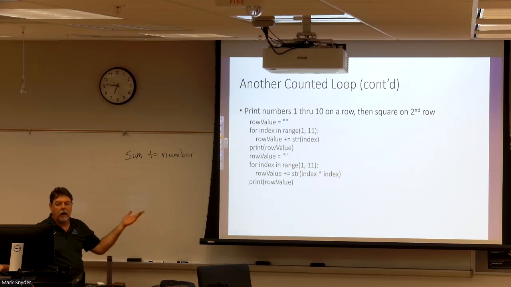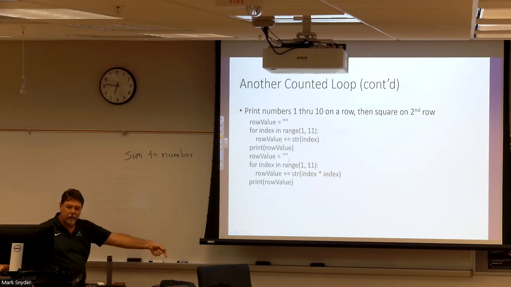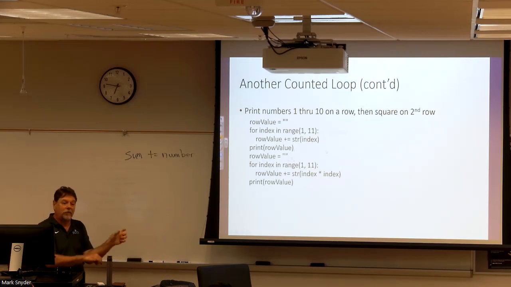So once I've created and printed my first row, then just like set sum to 0 from the previous example, I'm going to reset this string back to blank, then do it again for the second row. And as you might guess, if I forgot to do this row value equals blank, my second row would contain everything from the first row plus everything I added for the second row. So don't do that. It's a separate loop all in itself. So set your initial condition, check your loop condition, modify the loop condition, all that stuff.